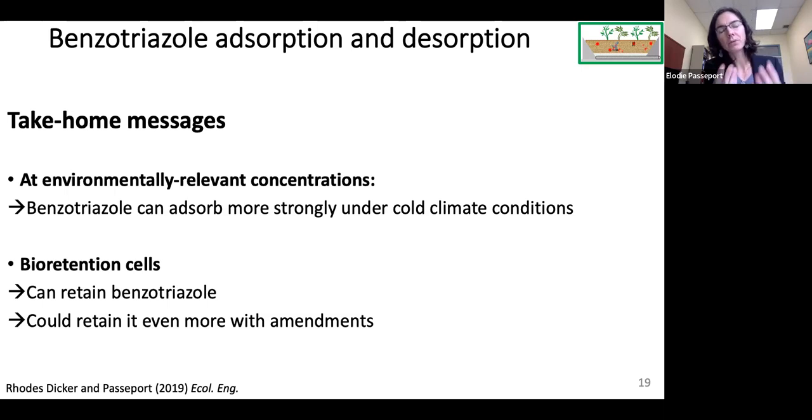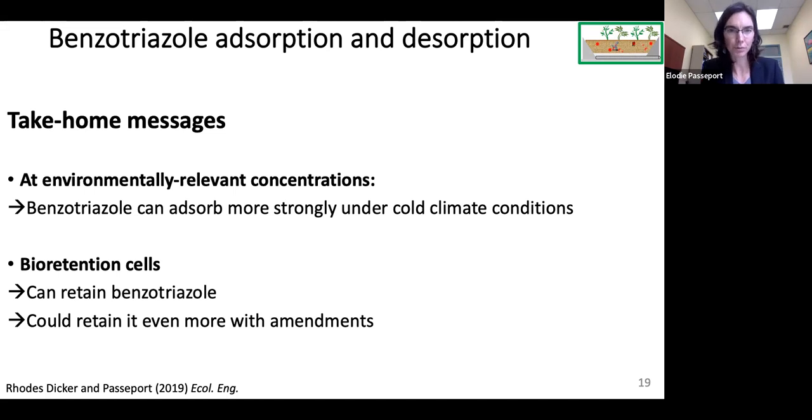However, the actual absolute value of this coefficient was not very high. It was what we would call a moderate adsorption coefficient, suggesting that by itself, this media, which is basically sand with some organic matter, is not the best at retaining benzotriazole, and we could definitely improve this adsorption capacity if we added amendments. Some amendments that could work include ferrihydrite and biochars, which were shown in the literature to enhance benzotriazole adsorption.